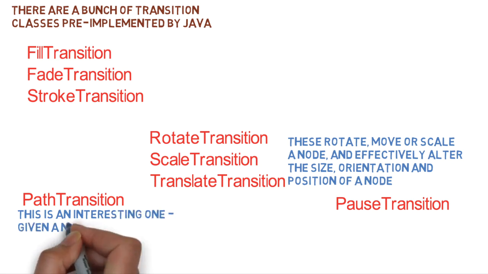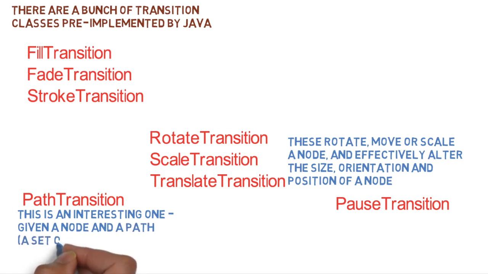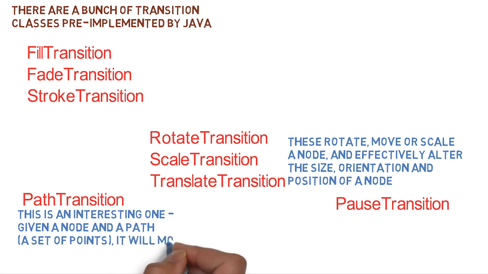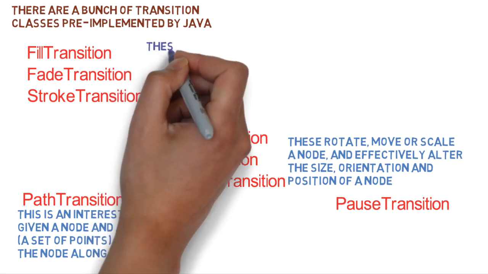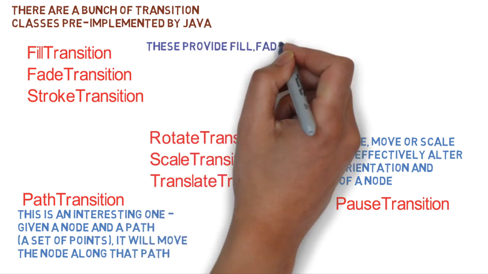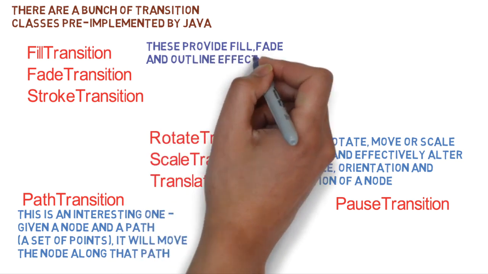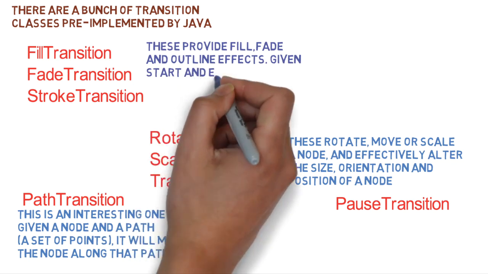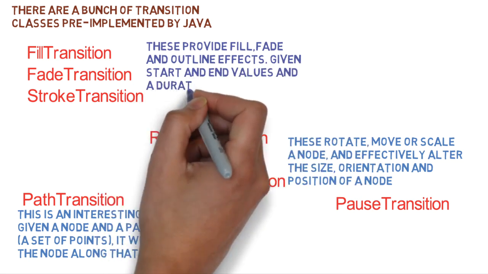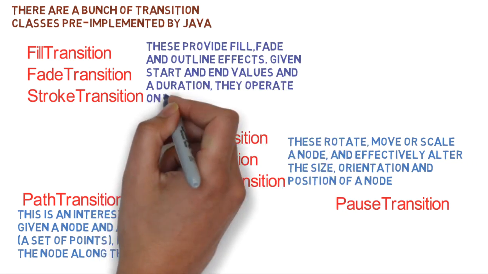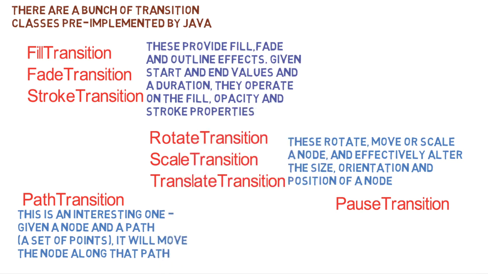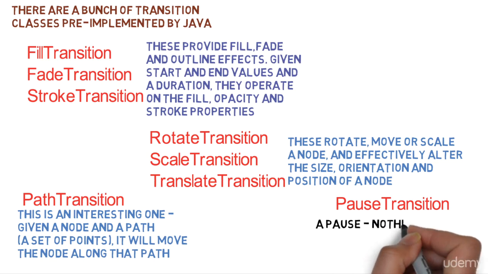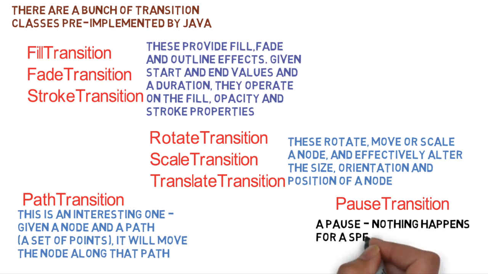The path transition is kind of an interesting one. Given a node and a path, that is a set of points, it will move the node along that path. So it can kind of be used to trace an outline of something. That is the path transition. The fill, fade, and stroke transitions provide fill, fade, and outline effects on any node. So you need to give it start and end values, start and end value of opacity, for example, a duration, and they will operate on the fill, opacity, and stroke properties. So you have the start and end values of each and the time it takes to go from the start to end. And these transitions operate on those properties. And lastly, we have the pause transition, which is basically just that, a pause. It's effectively a do nothing transition. You pause for that duration.